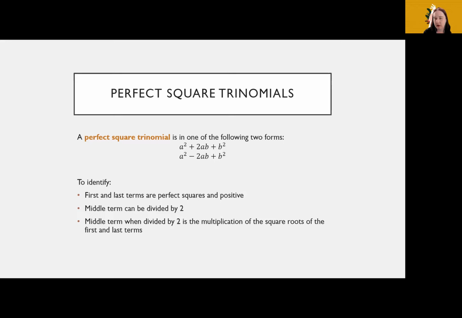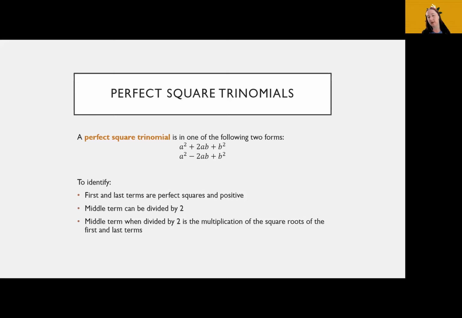So a perfect square trinomial is in one of the following 2 forms, and they look nearly identical except for the sign of the middle term. So you've got something squared, which we're just calling A, but it could be anything, plus 2 times that thing that was squared times another thing, and then plus that last thing squared. So that's one of them, and then the other one has a minus.